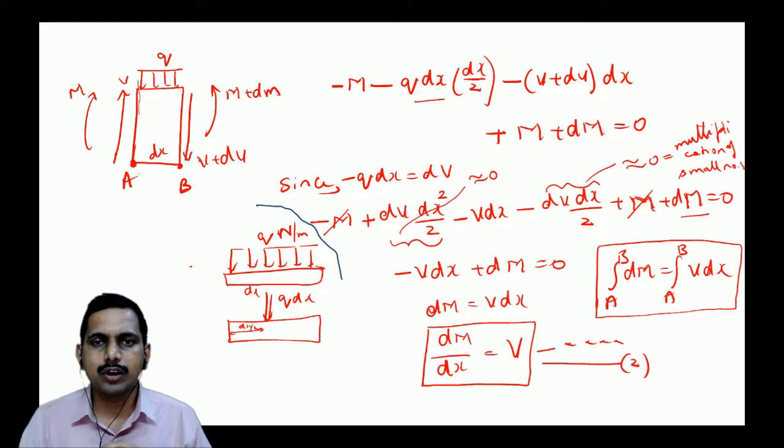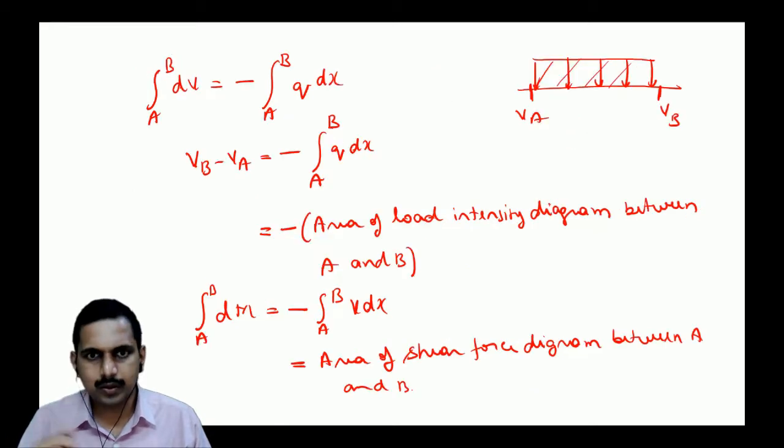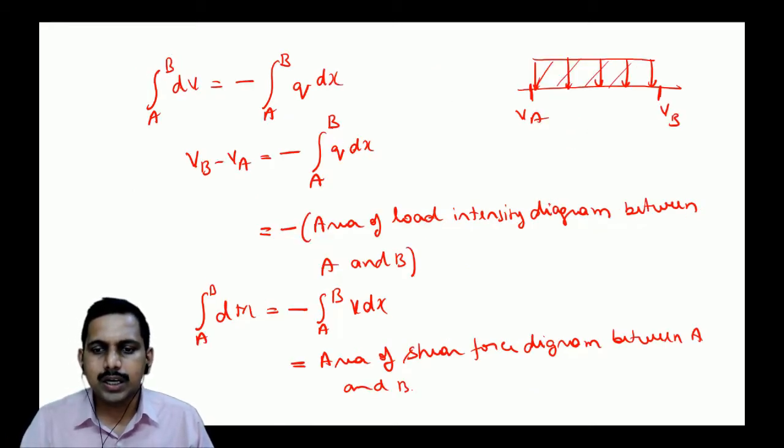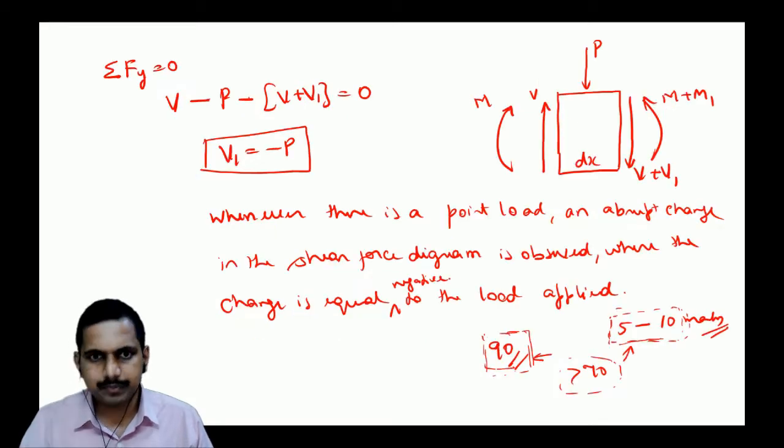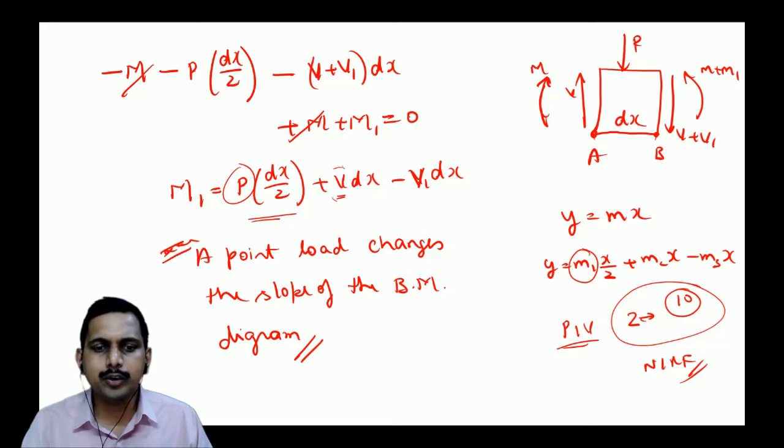Similarly, in case of bending moment, the rate of change of bending moment, or the differentiation of bending moment with respect to span, gives the shear force. So these are the two things. Next, if there is a point load, what happens? There is a sudden decrease in the shear force. And this point load changes the slope of the bending moment diagram, but it does not change the values. There is a continuity, so only the slope is changed by a point load.